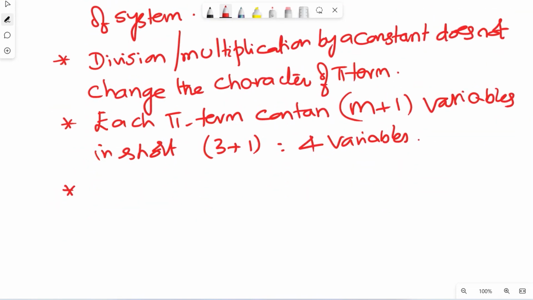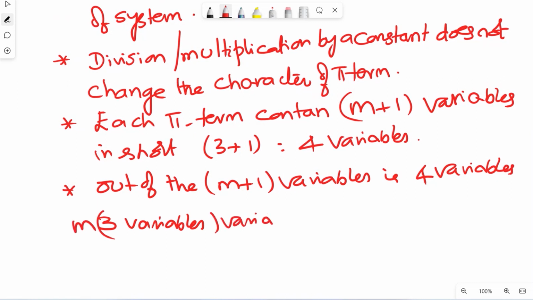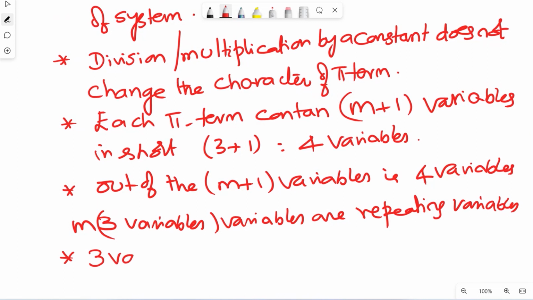Next, out of the m plus 1 variables, that is 4 variables, 3 variables, meaning m variables, are repeating variables. These 3 repeating variables repeat in all pi terms.